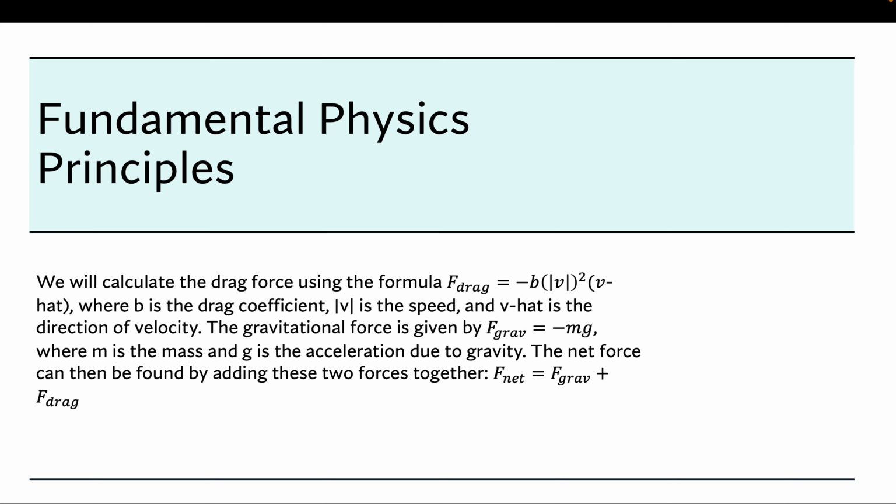Here are the fundamental physics principles that were used in the lab. First, we'll calculate the drag force using the formula F drag equals negative b times the absolute value of velocity squared in the v hat direction, where b is the drag coefficient, absolute value of v is the speed, and v hat is the direction of velocity. The gravitational force is given by F grav equals negative mg, where m is the mass and g is the acceleration due to gravity. The net force can then be found by adding these two forces together, so F net equals F grav plus F drag.